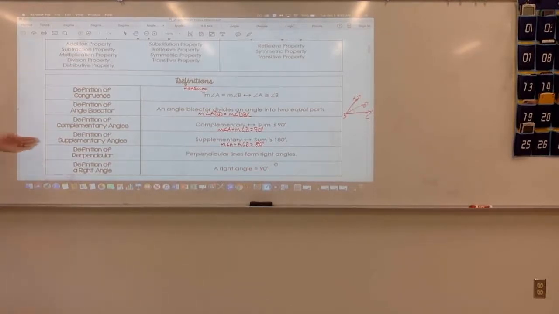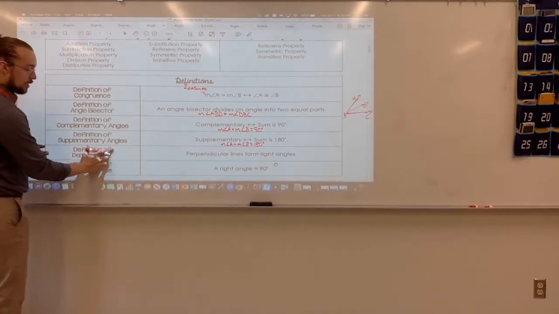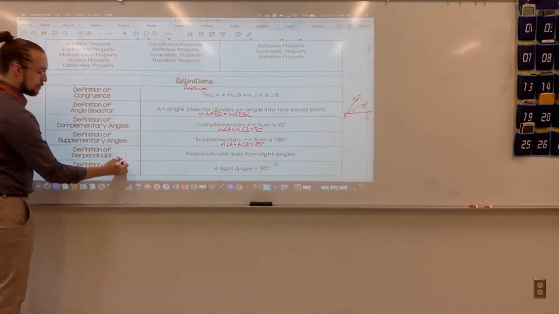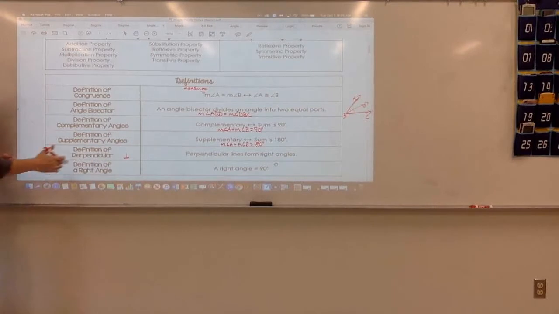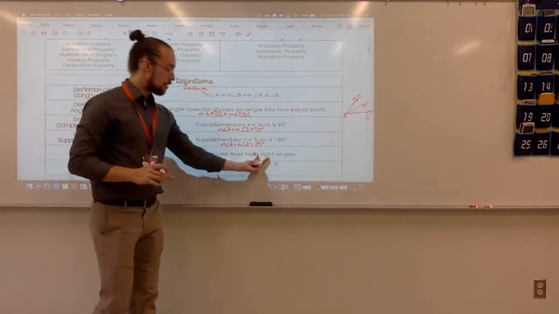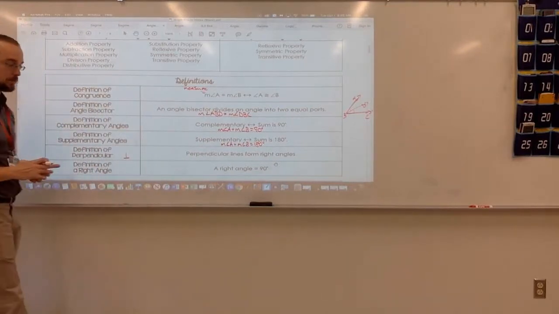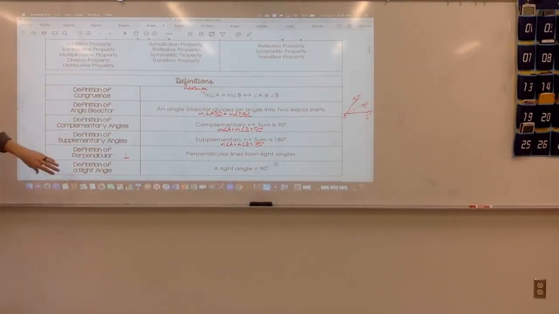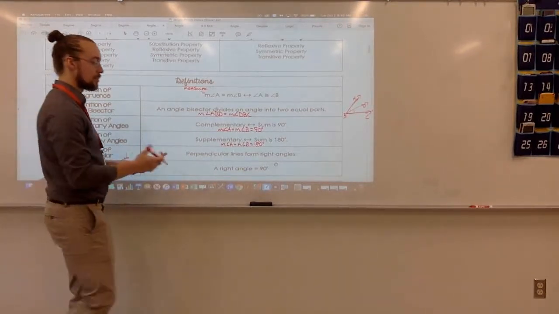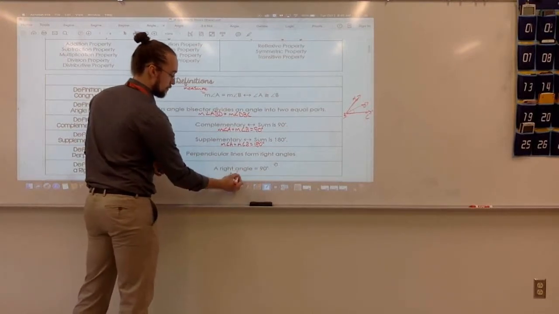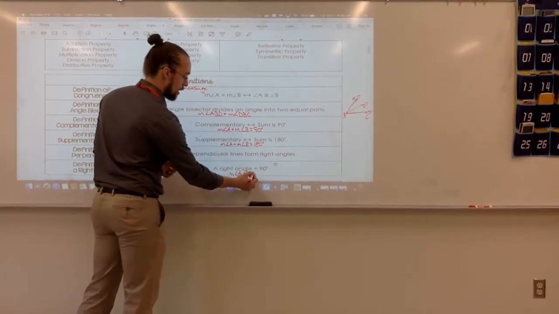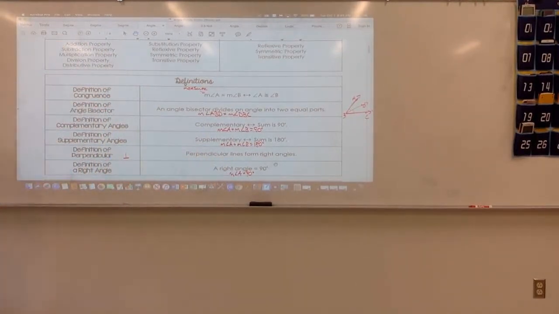If I'm told that two lines are perpendicular, now remember we had a certain symbol for this, an upside down capital T, and whenever we see that symbol, that means perpendicular. So if I'm told that two lines are perpendicular, then they form right angles. Well, then we can say if I have a right angle, then I know the measure of that angle is 90 degrees. Say, if I know angle A is a right angle, then the measure of angle A equals 90.